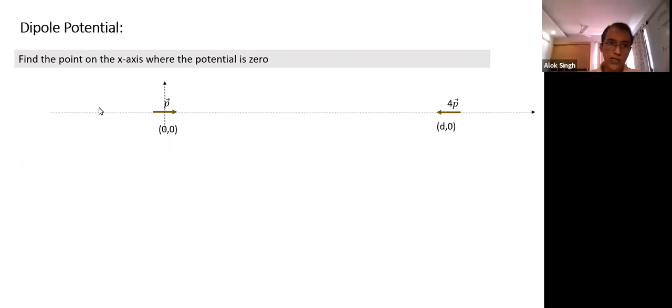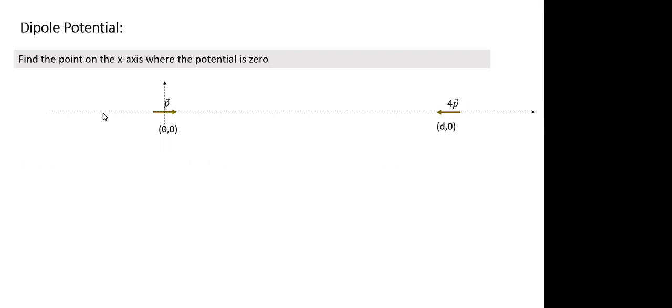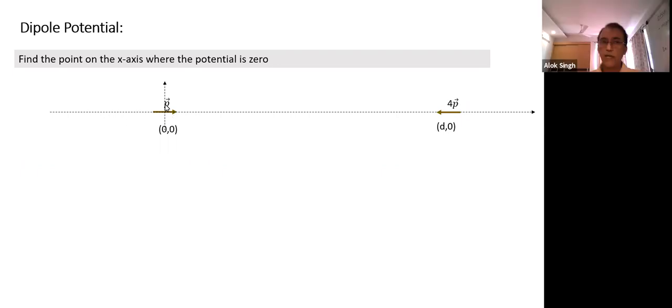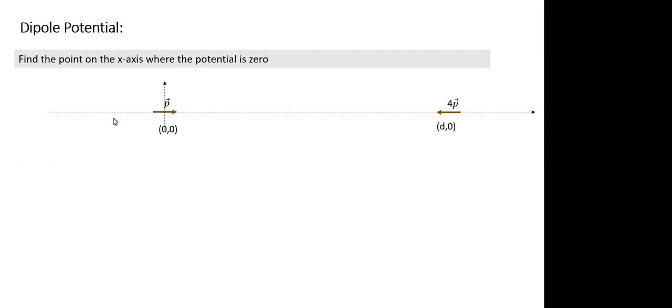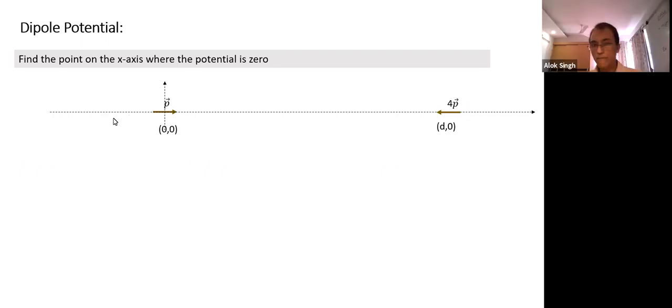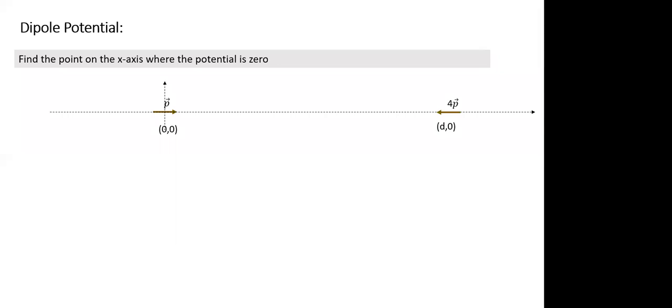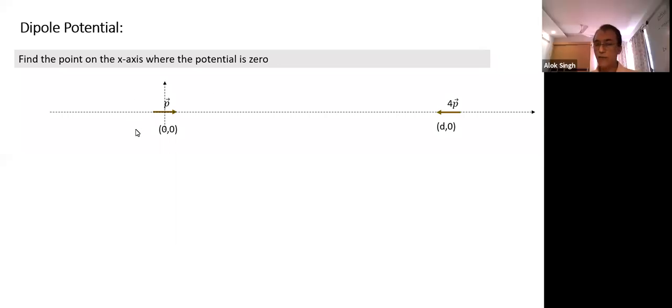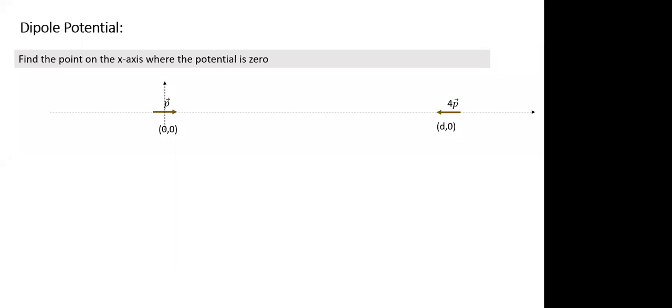Potential in the region x less than 0. Which region are we talking about? This region. In this region, P will create negative potential. 4P will create positive potential. Is that clear or not clear in your mind? Yes, sir. Clear. Okay, so you understood now. Okay, next one. Shravani? Yes, sir.